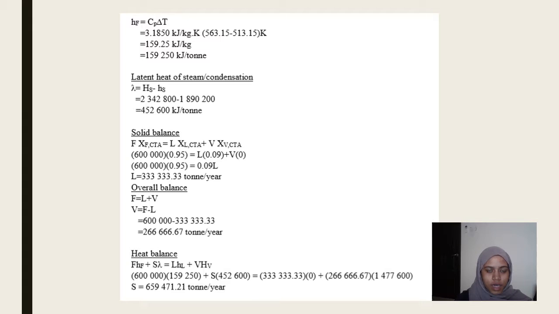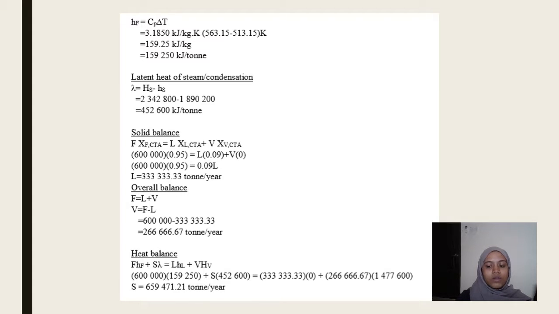In order to get HF, CP is multiplied by delta T. The delta T is the temperature at the reactor minus the temperature at the feed in Kelvin. And then in order to get the latent heat of condensation of steam, the heat of steam is minus the heat of condensate. And then in order to get L, we use the solid balance of CTA, and in order to get V, we use the overall balance, which is F equal to L plus V. And then in order to get S, we use the heat balance and the information that we got before.